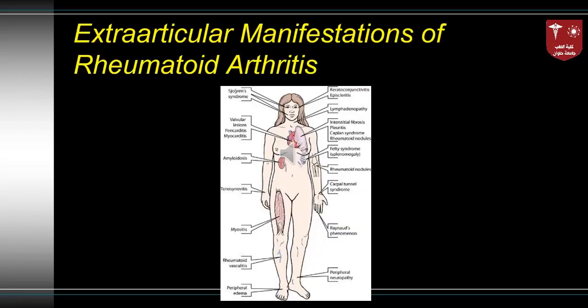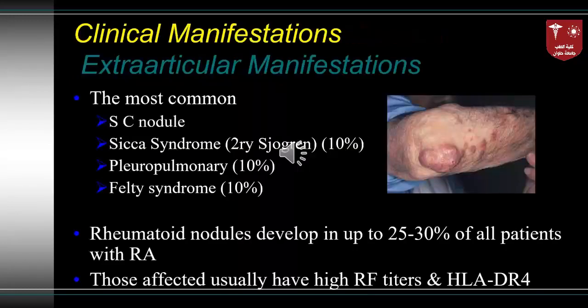This slide is just to press on the extra-articular manifestation, or systemic manifestation, of rheumatoid arthritis. Almost all the body systems are affected in rheumatoid arthritis, and the same pathology is seen in these organs. Of course, we cannot enumerate all the extra-articular manifestations of rheumatoid arthritis at this level of study. We just have to mention the most common extra-articular manifestations here.